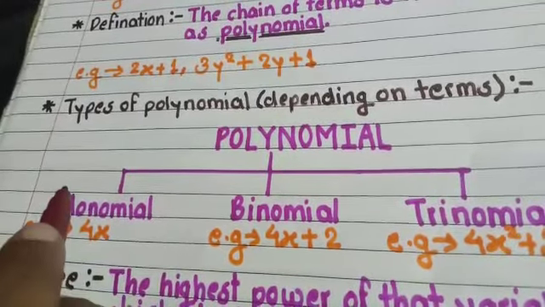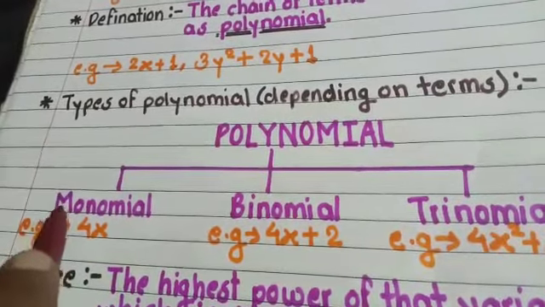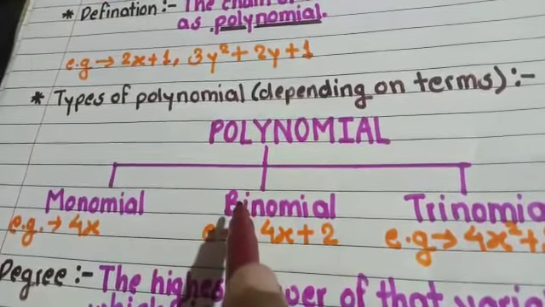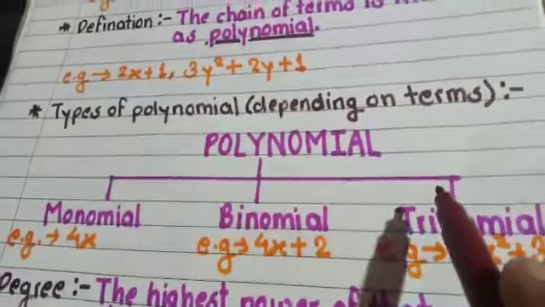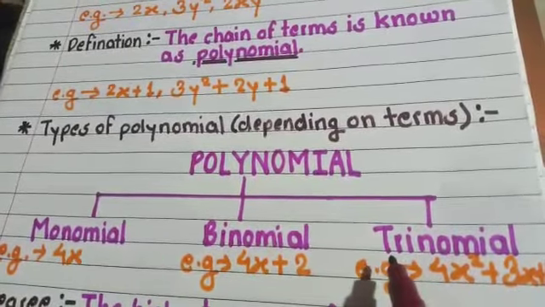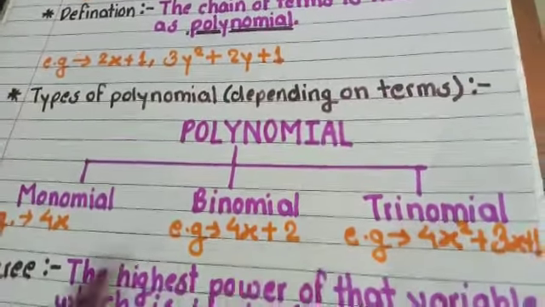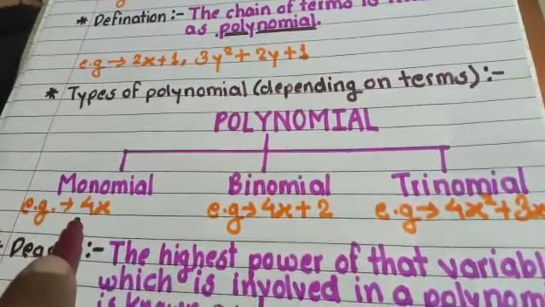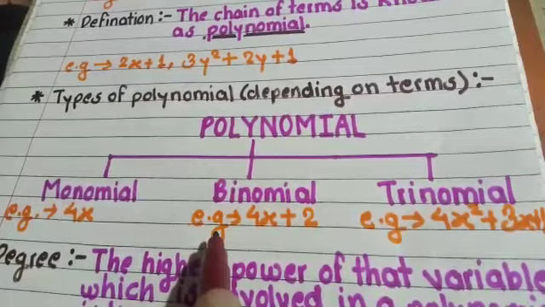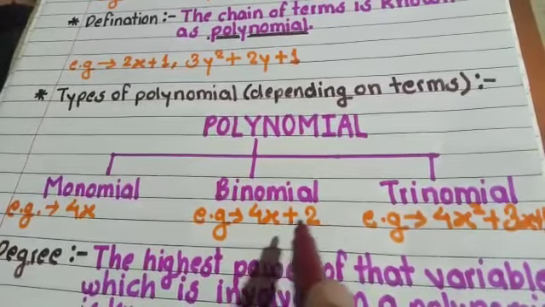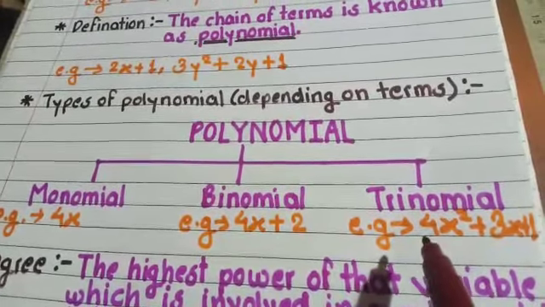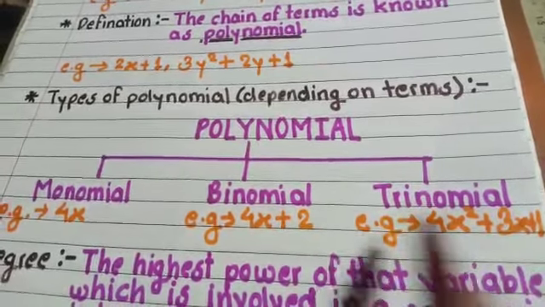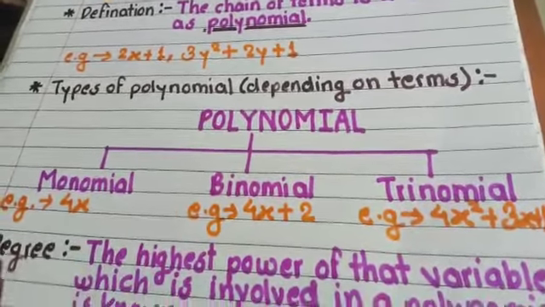The polynomial in which only one term is involved is a monomial. The polynomial in which two terms are involved is a binomial, and the polynomial in which three terms are involved is a trinomial. For example, a monomial example is 4x, a binomial example is 4x plus 2, and a trinomial example is 4x plus 3x plus 1. So these are the types of polynomial.